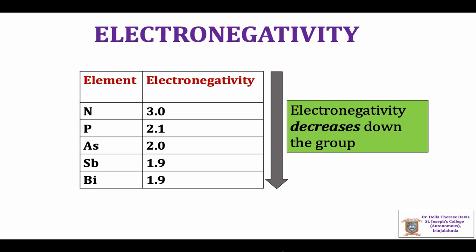This is also regarded as a consequence of the poor shielding effect of (n-1) d electrons in the case of arsenic and antimony, and (n-1) d electrons and (n-2) f electrons in the case of bismuth. So the electronegativity values of arsenic, antimony and bismuth are very close to each other.